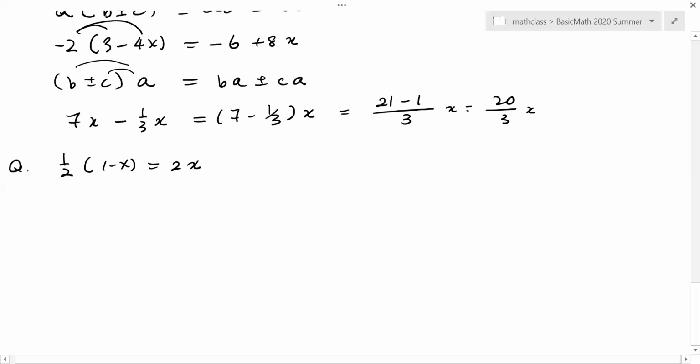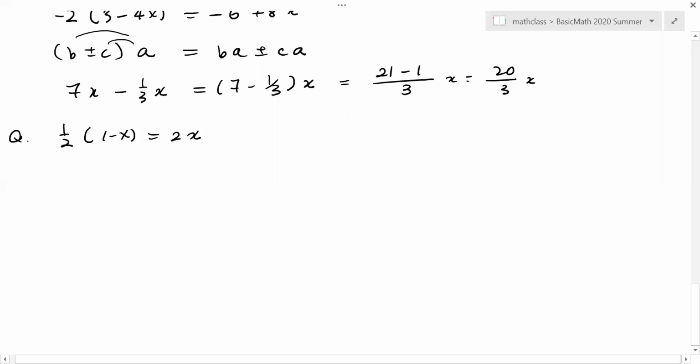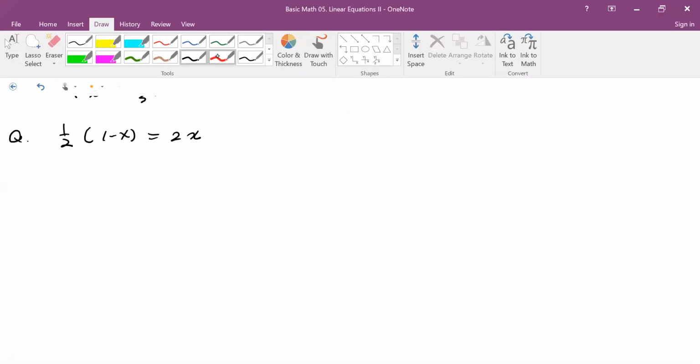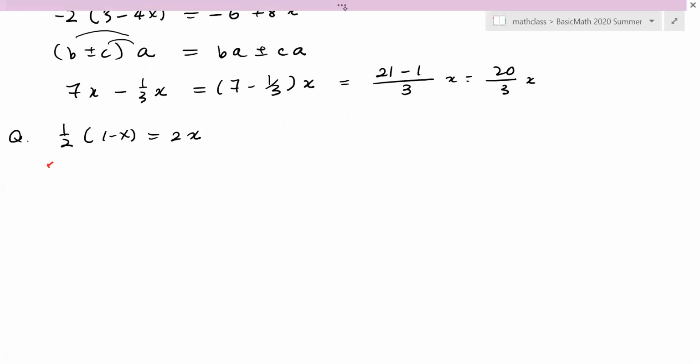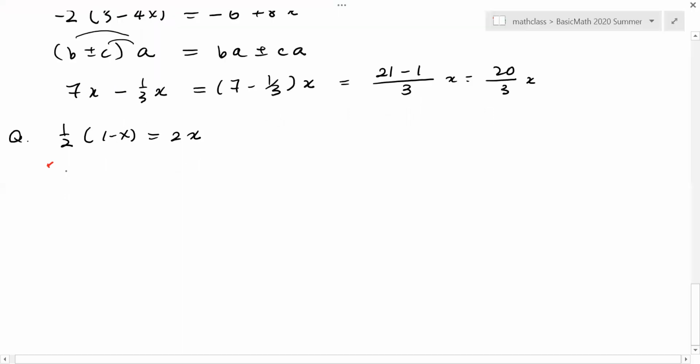So the first step is it's better to get rid of 1/2. So you multiply both sides by 2. Okay, so on the left hand side, you get just 1, right? And the right hand side is going to be 4x. You multiply both sides by 2, so 2 over 2 is 1. 2 times 2 is 4. So 1 minus x is 4x.